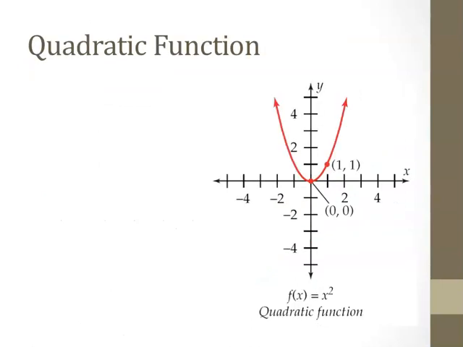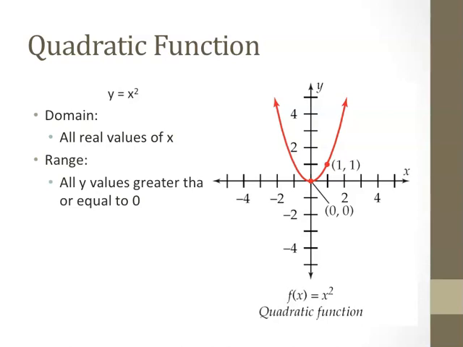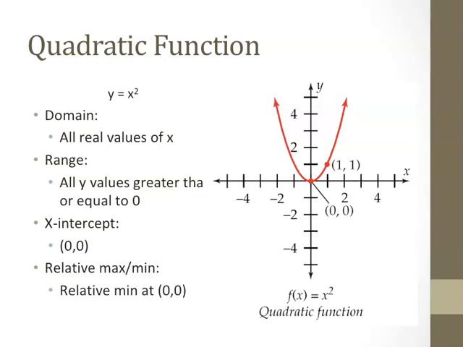Next up, we have the quadratic function. We've looked at this quite a bit already in this chapter, but the quadratic function, the parent function, is simply y equals x squared. The domain, so we can just look at this graph here. The domain is all real values of x, but the range is going to be just the values starting from 0 and higher. So all y values that are greater than or equal to 0. The x-intercept is at 0, 0, and it has a relative minimum value at 0, 0.